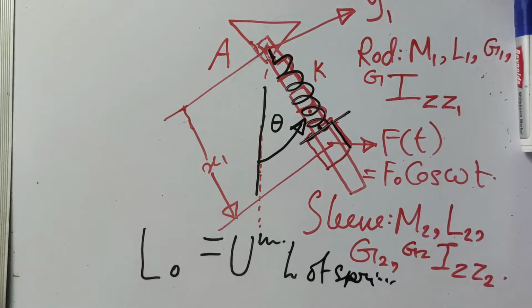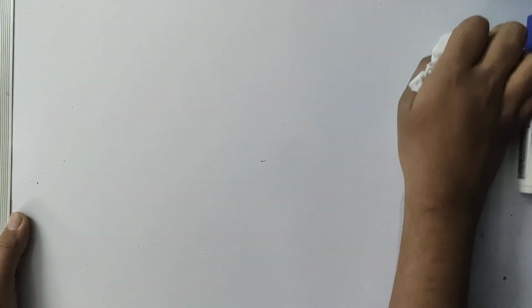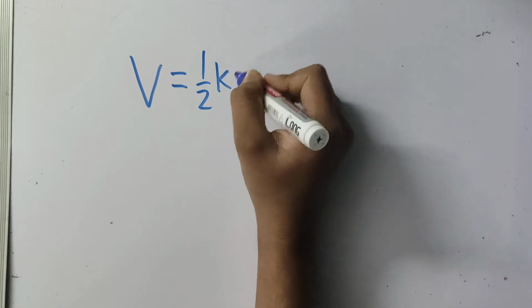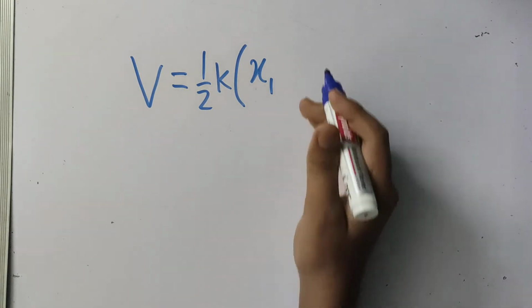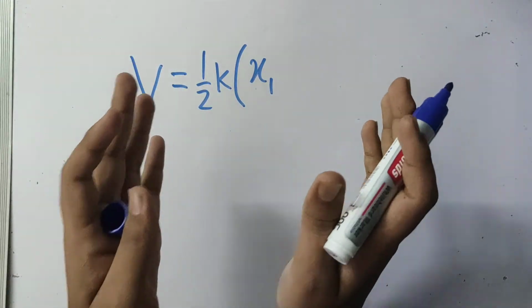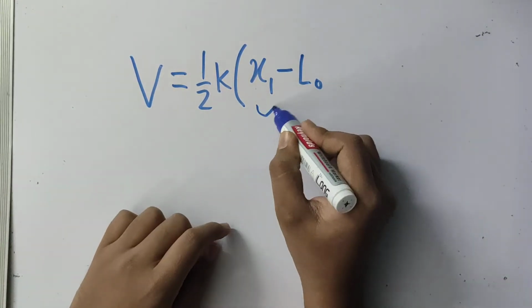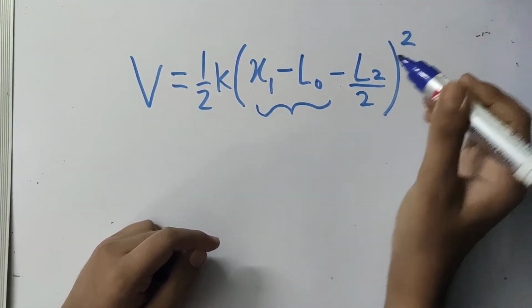Look at the figure carefully, because now I'm going to rub it and write the expression of potential energy. Now what is the potential energy of this system? Well, the spring will do some kind of energy storing, and that makes the spring have some potential energy. So let me write V as potential energy equal to half K. Now what do I write here? We generally write x1, but will x1 be the amount by which the spring will stretch? No, x1 minus L0, the natural length, is one amount by which the spring will stretch, and minus L2 by 2, whole squared.